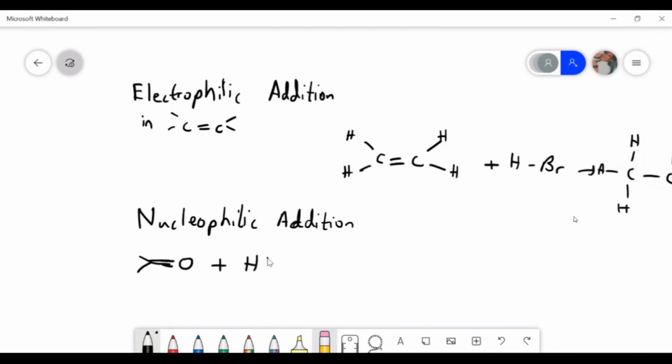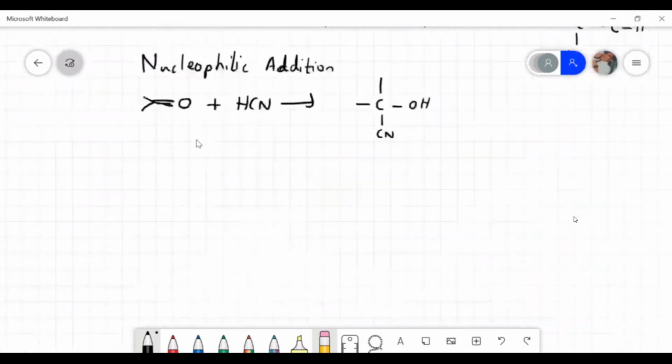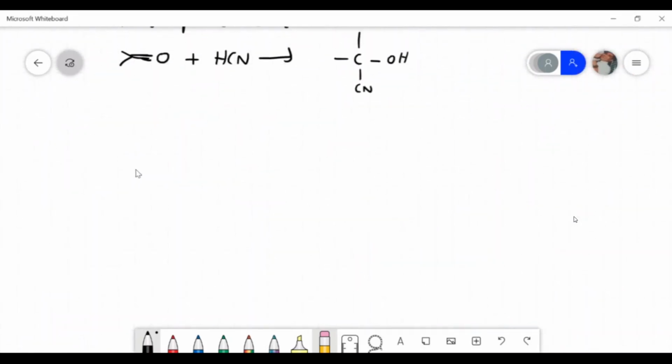Plus HCN will lead to you forming your cyanohydrin. After that, we have substitution reactions. Those were addition reactions. Now we're moving to substitution reactions.